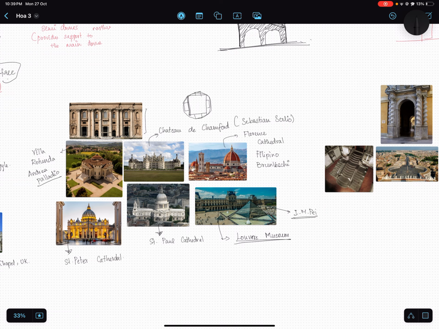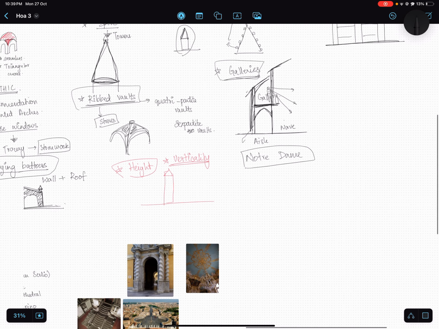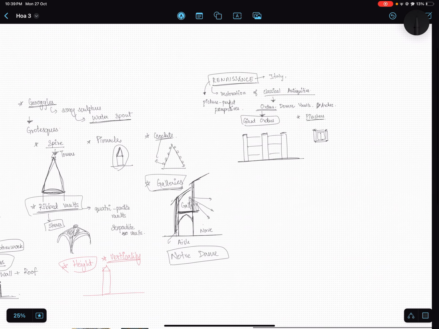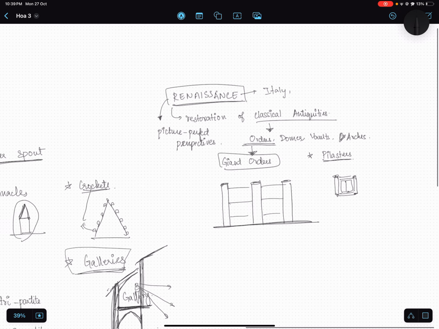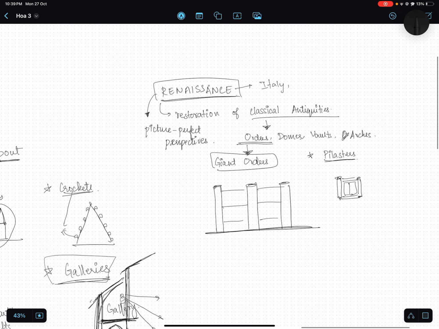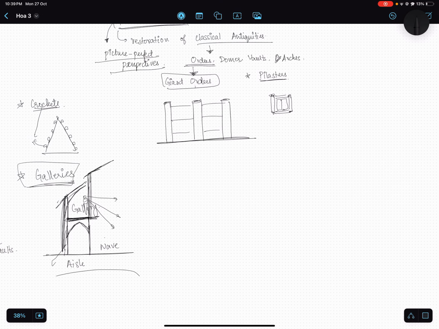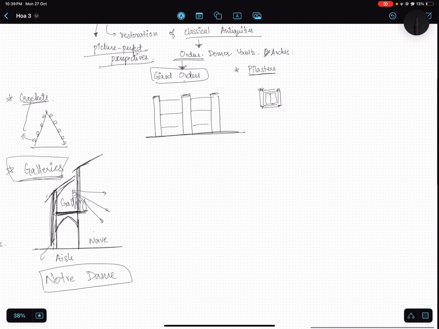The things that you have to remember is the revival of classical order or restoration of classical antiquities, picture perfect perspectives, and they had giant orders. They used pilasters a lot, and that's about it. Then we can move on to Mannerism.